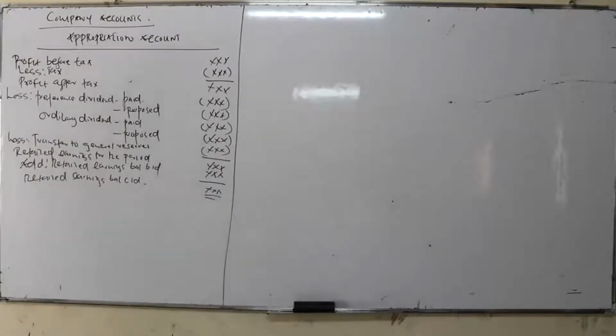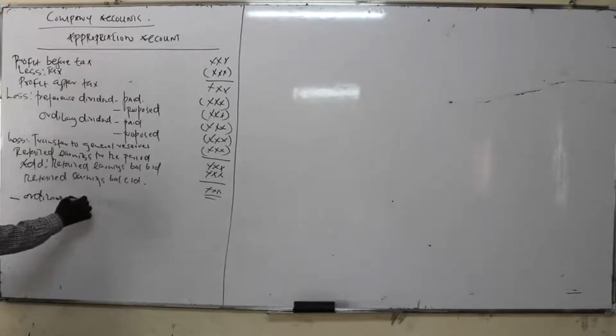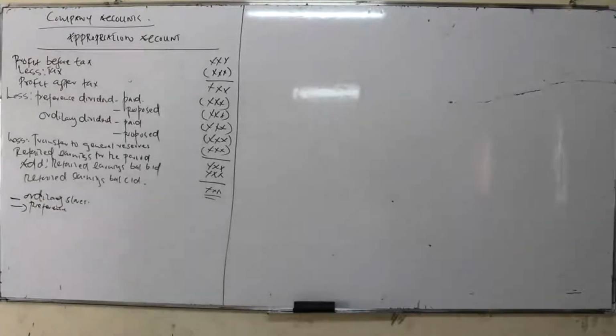So in addition to preparing the normal profit and loss account, you also need to come up with the appropriation account. So we can see here we are getting new terms that you're supposed to know. So there is what we call ordinary shares, and then we have preference shares. The capital of a company is subdivided into small units called shares. And we have two classes of shareholders. We have the ordinary shareholders and preference shareholders.